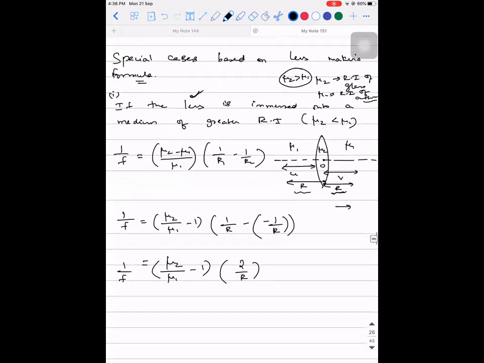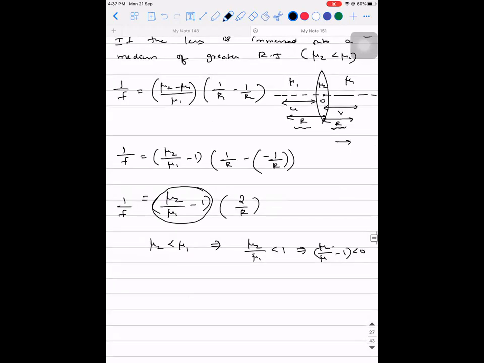So am I clear till this point? Now, if I say mu2 is less than mu1, which implies mu2 divided by mu1 is less than 1. Accepted. Then mu2 by mu1 minus 1 is less than 0. Accepted. So mu2 by mu1 minus 1 is less than 0 means what will happen? 1 by f will be equal to minus 2 by r, or negative of 2 by r.